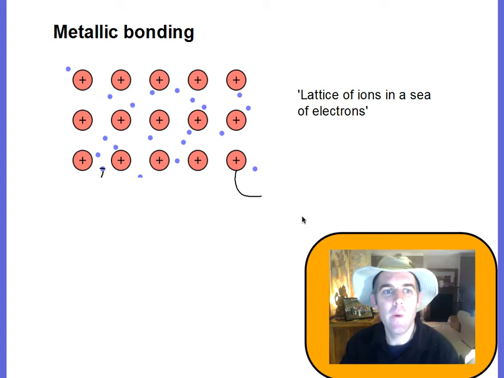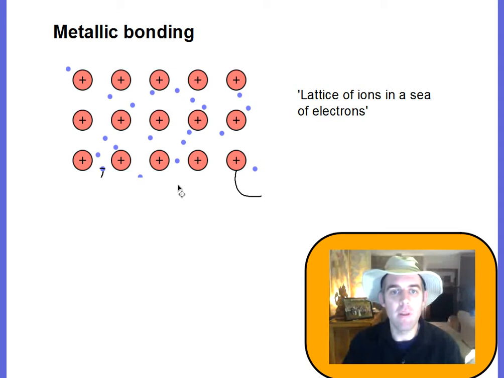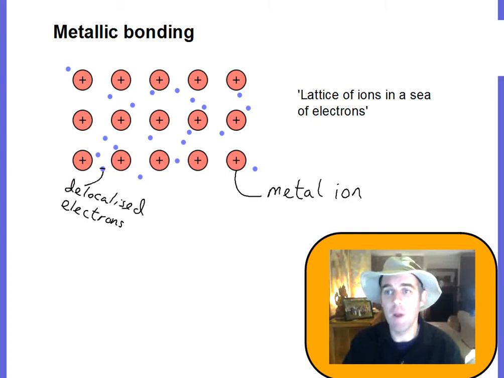Okay, so here we're looking at metallic bonding. Here we have a diagram of metallic bonding, and quite often it's described as a lattice of ions in a sea of electrons. So right here we have a metal ion. It's a metal ion because it's lost an electron. The electrons have become delocalized. These little purple dots represent the delocalized electrons, and they can move throughout the structure. They're not tied to just one atom. They've left their atom and they can move throughout the structure.